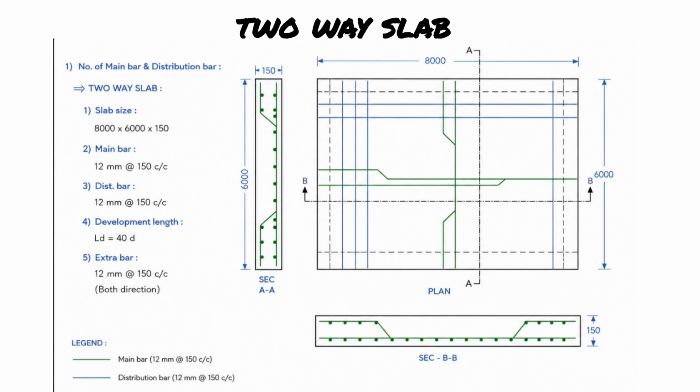The 12 millimeter main bars are provided at 150 millimeter spacing, and distribution bars of 12 millimeters are provided with the same spacing. The alternate direction crank bars are provided in both directions, that is, shorter and longer direction. The extra bars at L over 5 is also given on all sides, where L is the clear span.